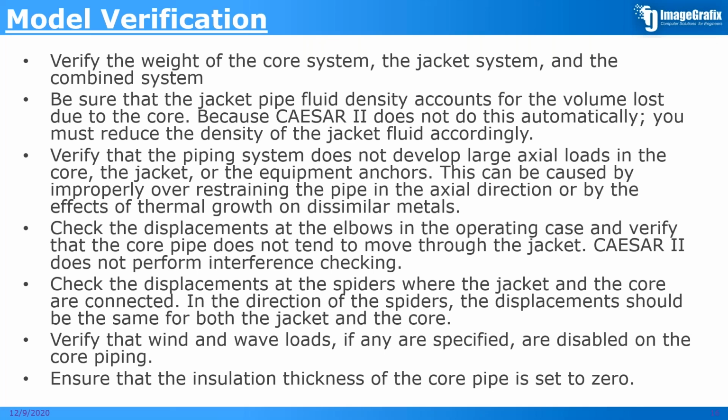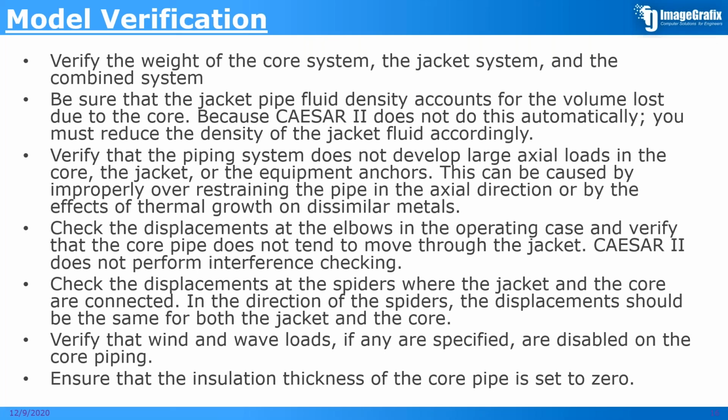The fluid density in my jacket piping portion has to be taken into consideration. Why? The fluid density accounts for the volume lost due to the core pipe, which Caesar does not do automatically. So as an engineer, I need to reduce the density of the jacket fluid accordingly, so that the equivalent weight is calculated by Caesar automatically.